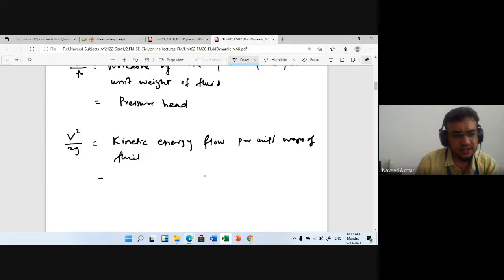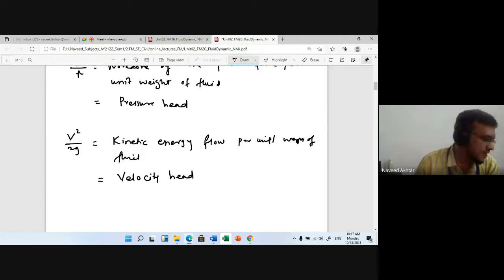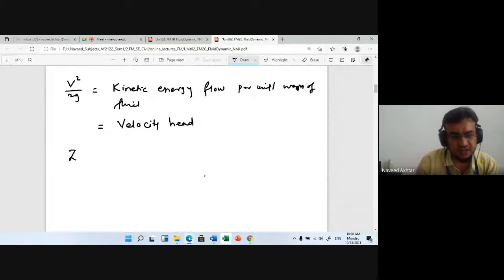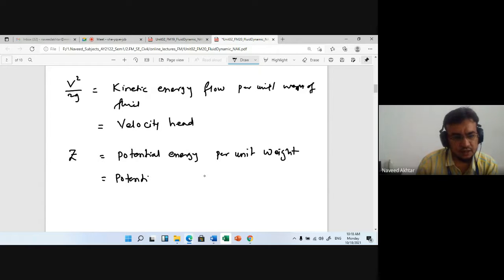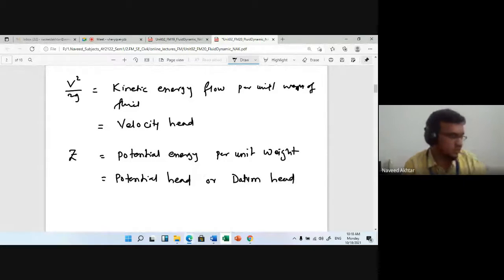It is also called velocity head. And Z is nothing but potential energy per unit weight, and it is also called datum head or potential head. So this, from the Bernoulli's equation, we know.